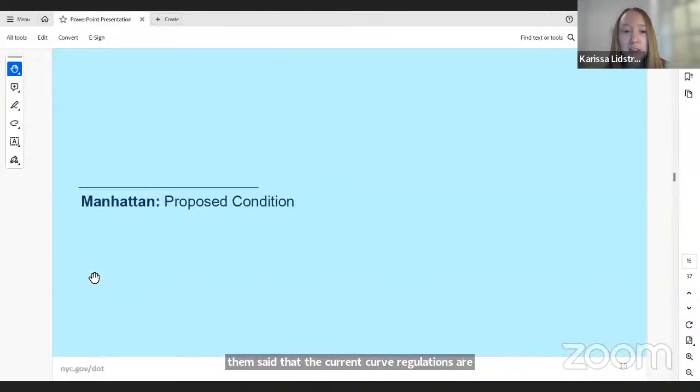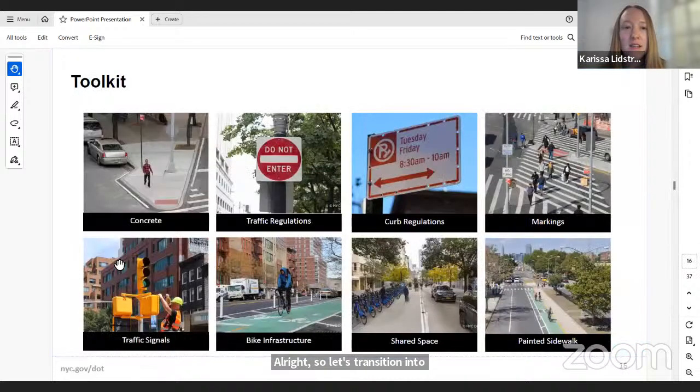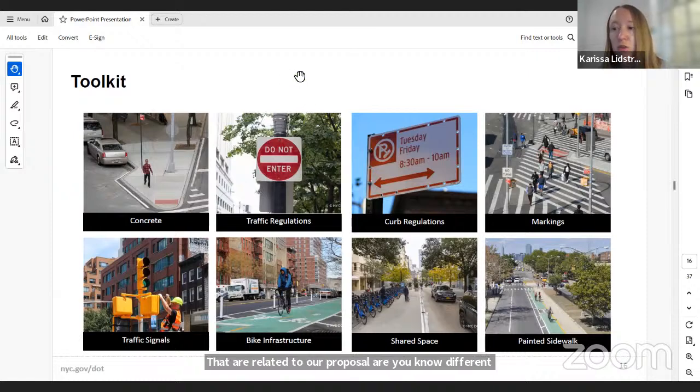All right, so let's transition into the proposal. And before doing that, I do want to talk a little bit about DOT's in-house toolkit. There's a lot of different tools that we can use to improve the street environment, and some that I want to point out that are related to our proposal are different traffic regulation signs, such as a do not enter sign or local access only type signage.